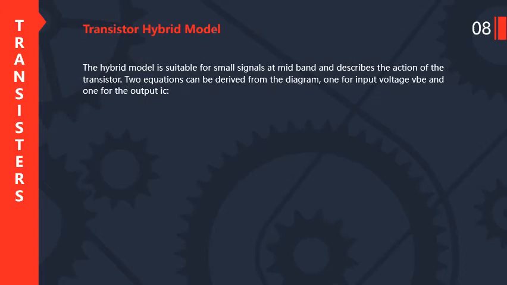The hybrid model is suitable for small signals at mid-band and describes the action of the transistor. Two equations can be derived from the diagram. One for input voltage VBE and one for the output IC. So the input voltage VBE is equal to HIE into IB plus HRE into VCE. The output IC is equal to HFE into IB plus HOE into VCE.